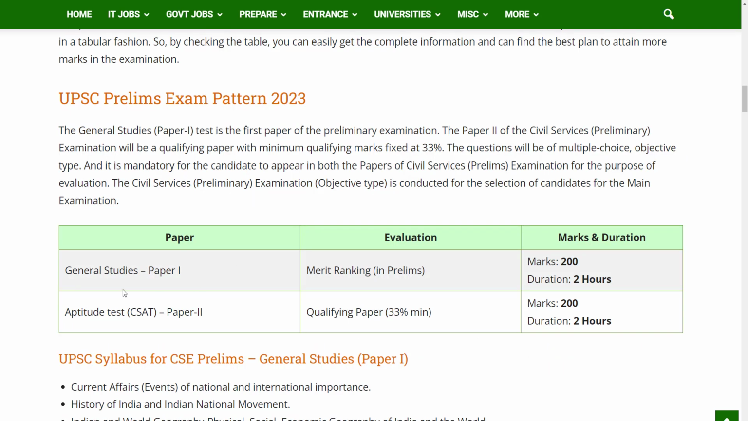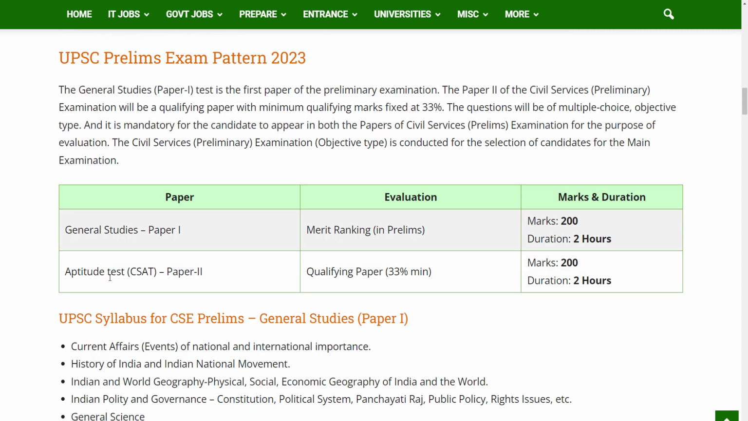Let's see the exam pattern. In the preliminary examination, you will have General Studies Paper 1, the merit ranking paper in Prelims, which contains 200 marks with a duration of 2 hours. Paper 2 is the Aptitude Test, which is CSAT, and it is a qualifying paper. You should get a minimum of 33% qualifying marks. It contains 200 marks and the time duration is 2 hours.